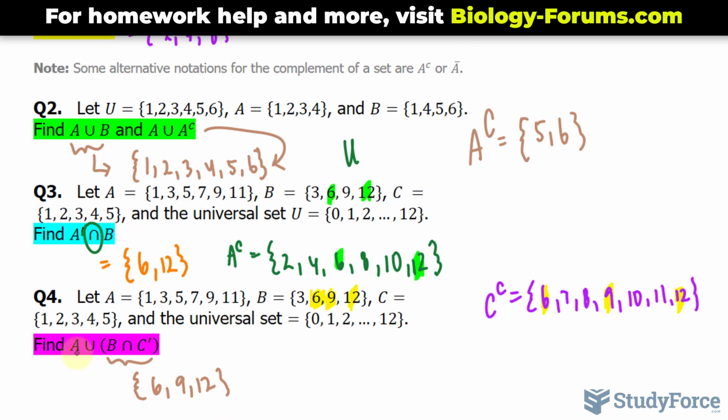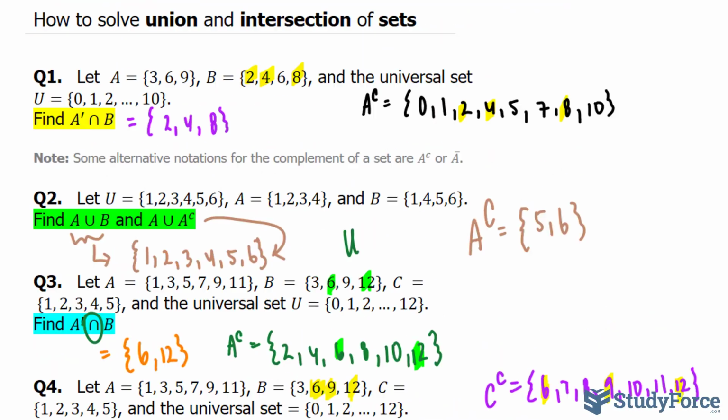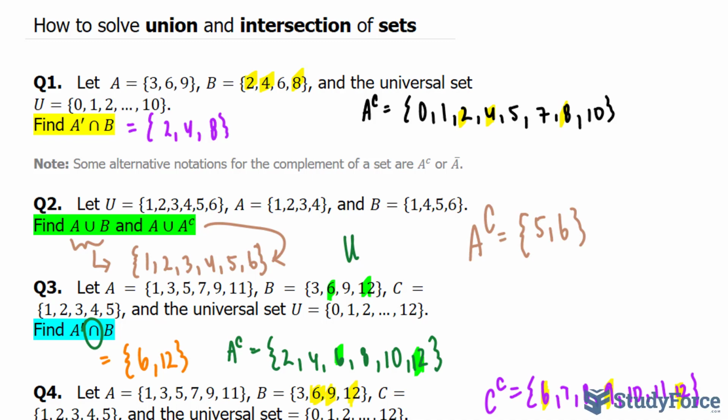Okay, now we have to find the union between A and what we found here. So what's found in A and what's found in this, we put them together. A consists of 1, 3, 5, 7, they both include a 9, and 11. So the answer to this will be all of these and all of these. You don't want to repeat. 1, 3, 5, 6, 7, 9, 11, and 12. That's found in both. And there you have it. 4 examples on how to solve union and intersection of sets.